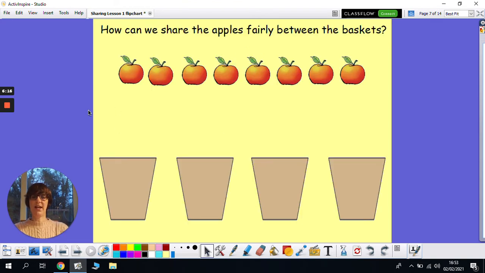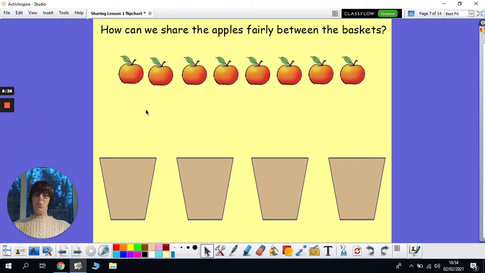Now let's have a look at the apples. How many apples do we have? 1, 2, 3, 4, 5, 6, 7, 8. We've got 8 apples. How can we share the apples fairly between the baskets? Pause the video and have a think.